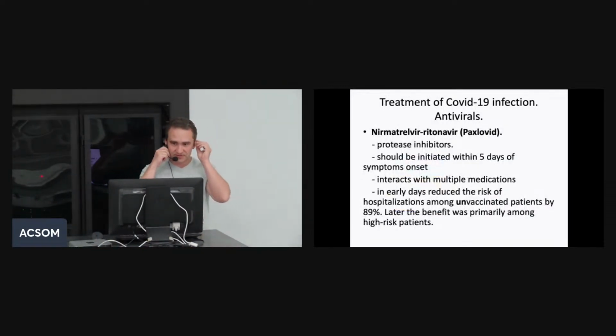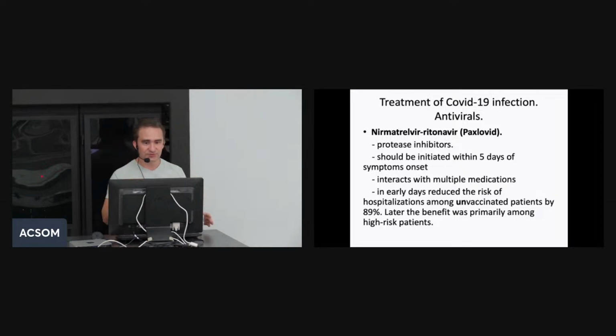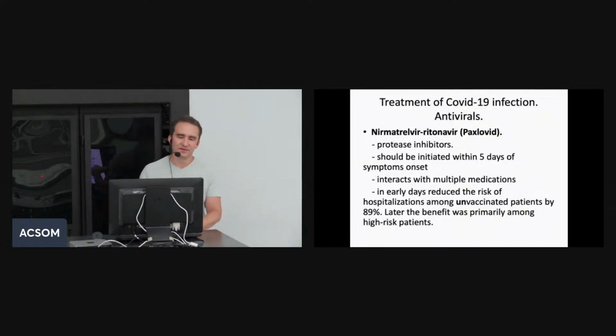So we'll talk about antivirals, which we use these days. Paxlovid is probably the most common. The first part of the medication is actually the active medication, nirmatrelvir, and ritonavir just inhibits some other proteins in the liver which would metabolize nirmatrelvir. But the active one is the first piece.